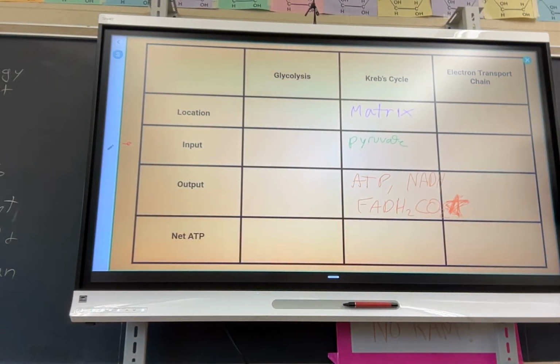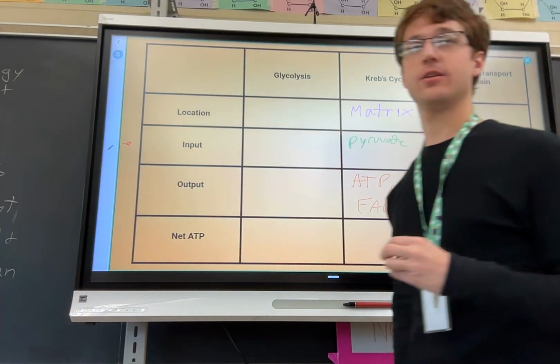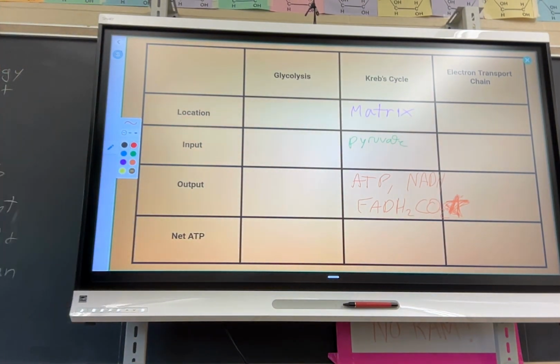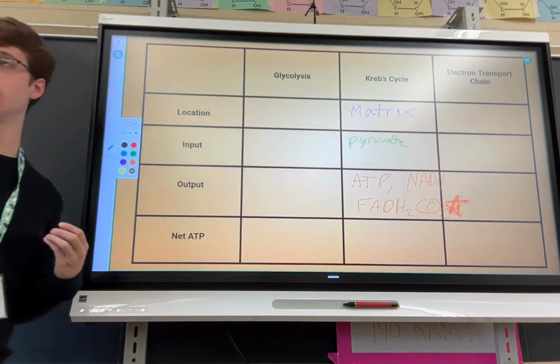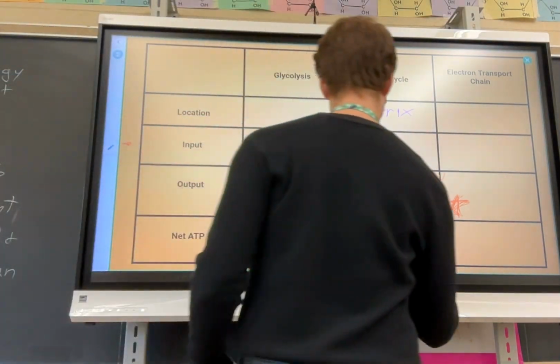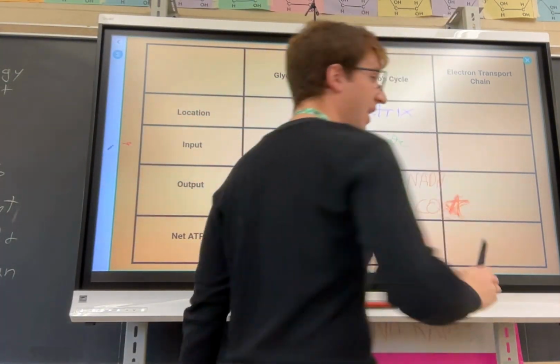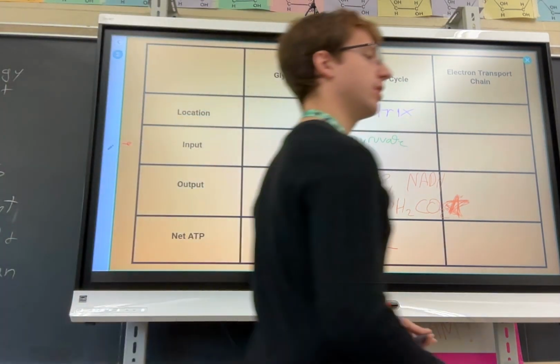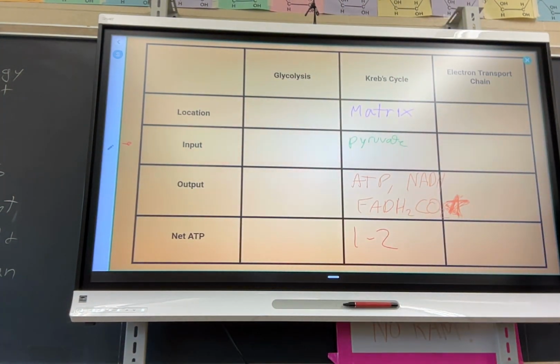Brayden, pick a color. Red. What is the net ATP for this one? I said 1 to 2. Yeah, not a lot. 1 or 2 is usually about average. I think in total, this whole thing will make about 36. So take a couple minutes if you need to finish jotting this down.